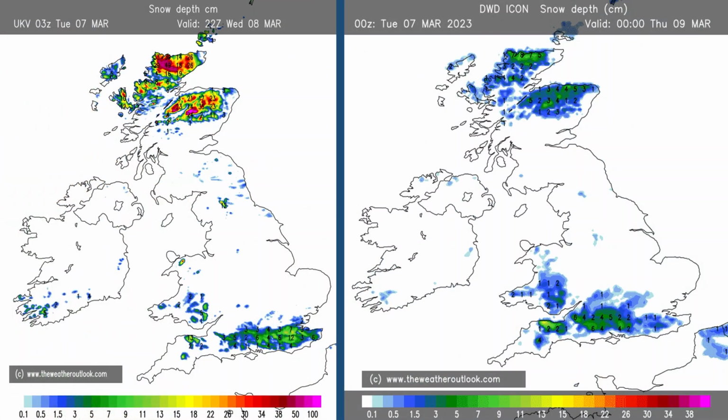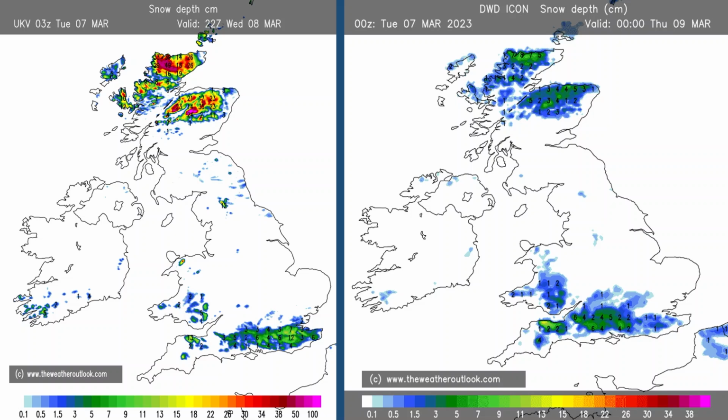On the left is the high resolution UK Met Office UKV model. On the right, the German DWD icon. I suspect these two are going to be closer to the mark. The UKV has the emphasis in the southeastern corner there, where up to 12 centimetres of snow has been shown at 22 GMT, Wednesday the 8th. The icon has the snow mostly a bit further west, or at least the thickest covering, up to about 6 centimetres there in parts of central and southwestern England.